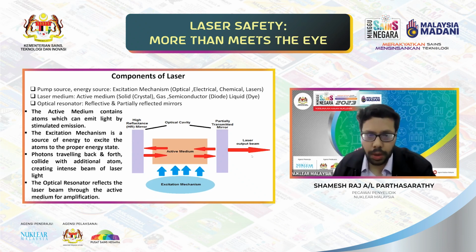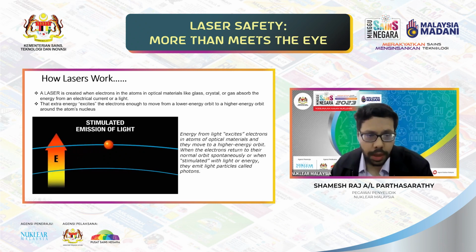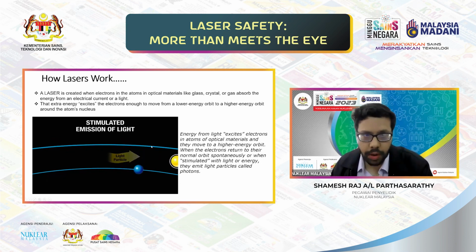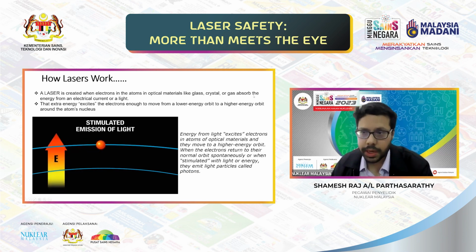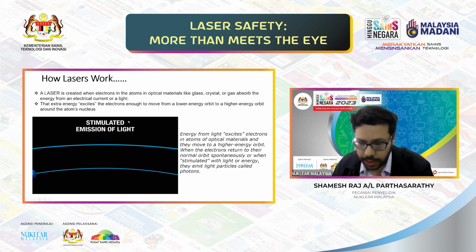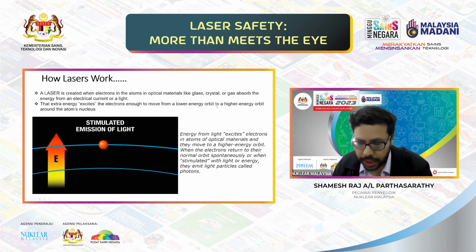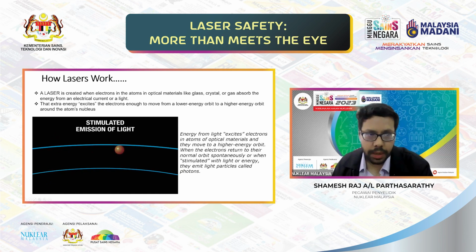So to understand more, let us look into this graphical picture. Generally, how do lasers work? A laser is created when electrons in the atoms in optical materials such as glass, crystals, or gas absorb the energy from an electrical current or light. This extra energy excites the electrons enough to move from a lower energy orbit to a higher energy orbit around the atom nucleus.